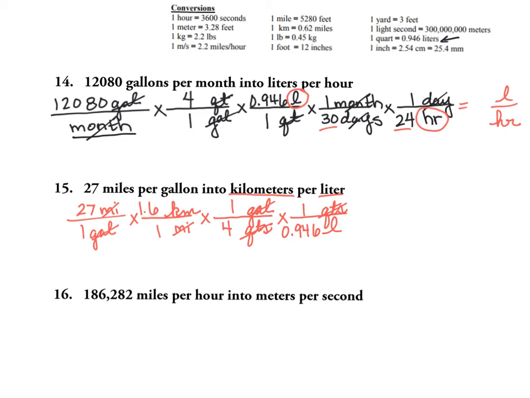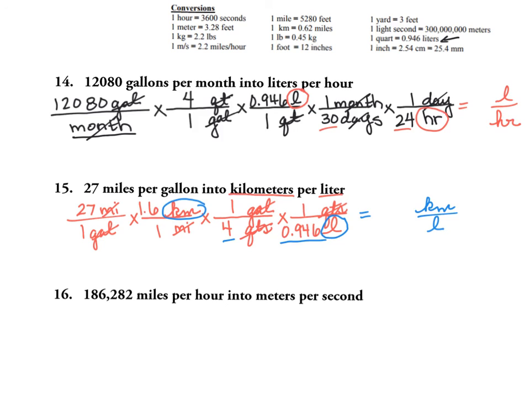And again, if I just do a quick check of what's left, what didn't cancel, it looks like kilometers on the top and liters on the bottom. So my answer should come out correctly unit-wise. For the numbers, again, use your calculator, do 27 times 1.6, and then divide that by 4, and then take that answer and divide it by 0.946, and you should get the correct answer, and it will come out in kilometers per liter, okay?